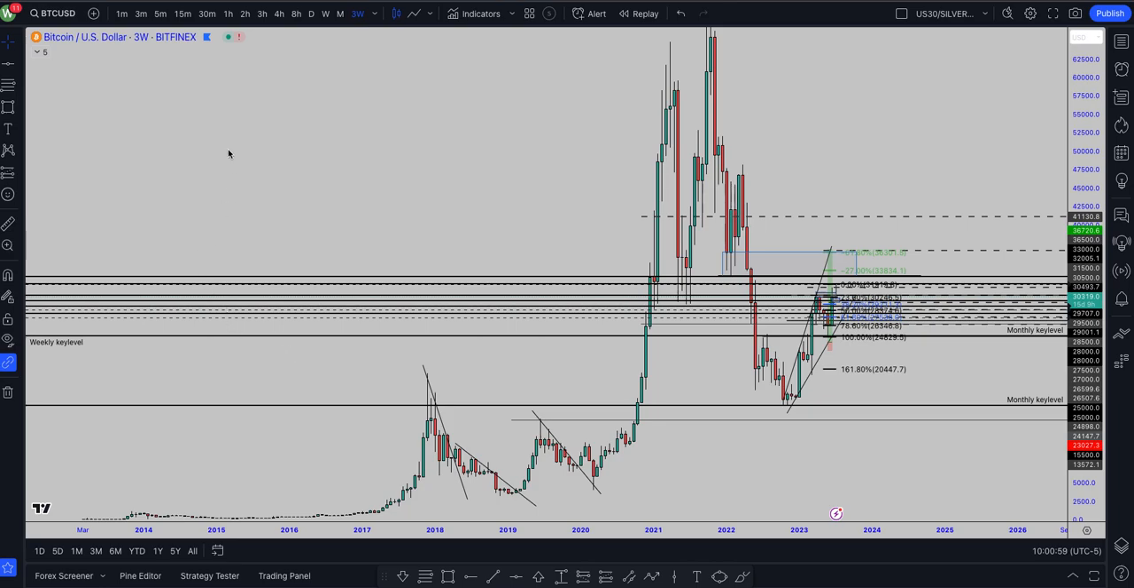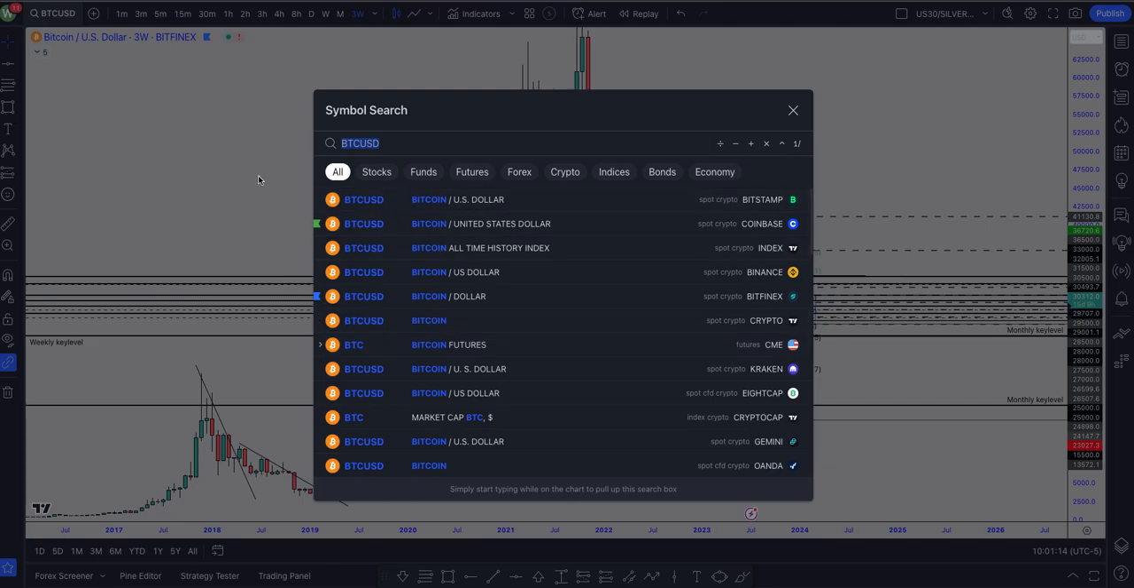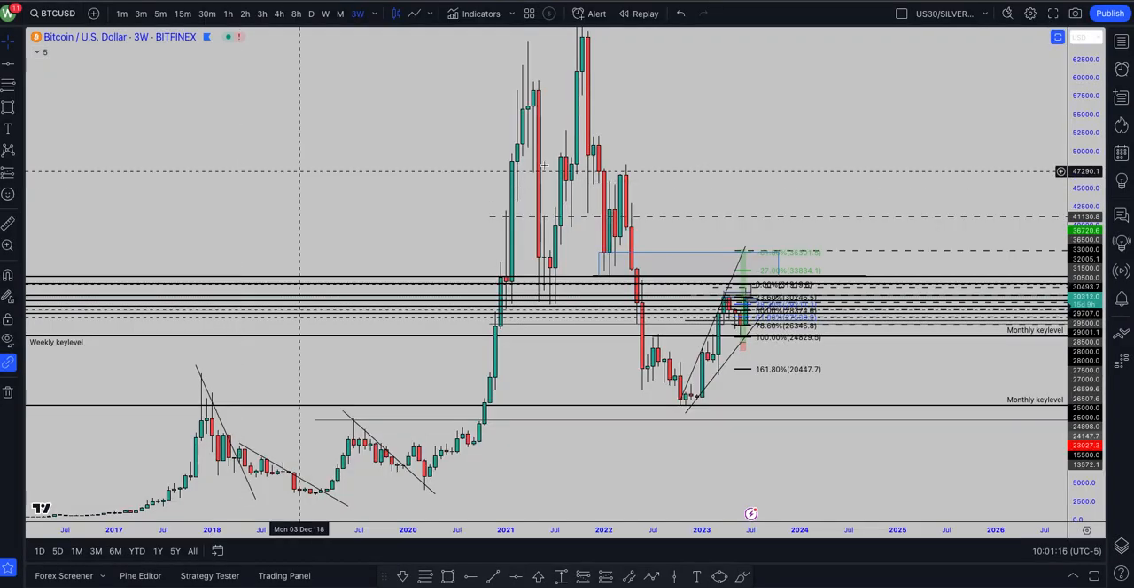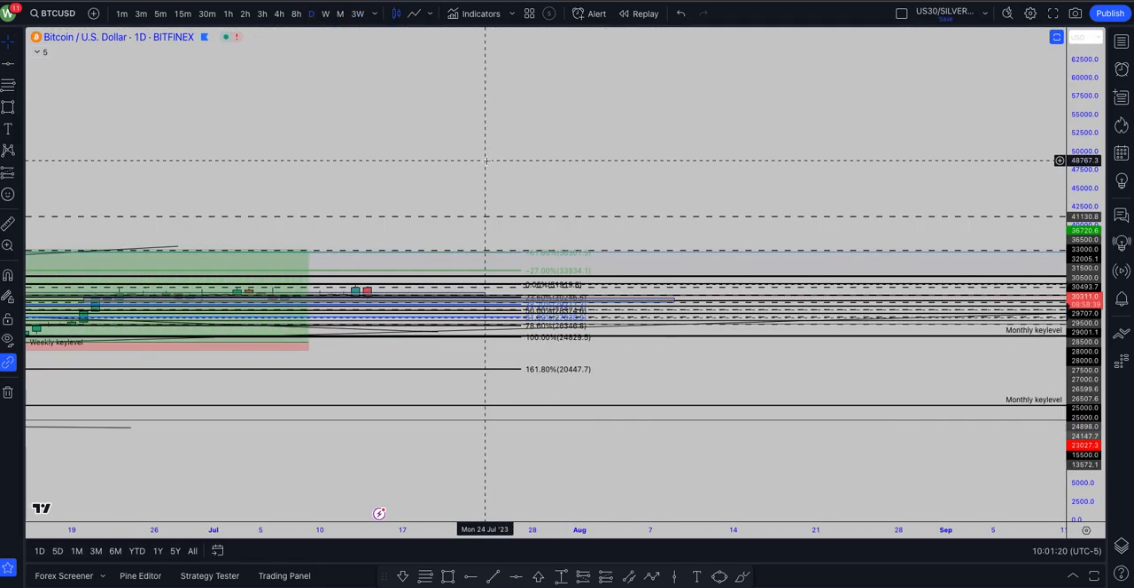Weekly analysis. I know it's been a while. I haven't done analysis on here in a while, but we're gonna get into it. So I'm gonna go into Bitcoin. I've actually been tracking Bitcoin for a while, and I'm gonna just show you guys a little bit of what I've been looking at with Bitcoin.